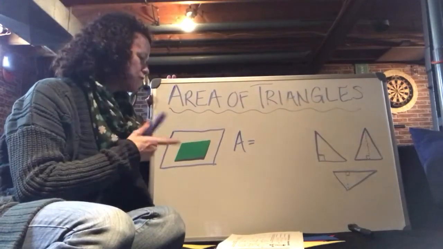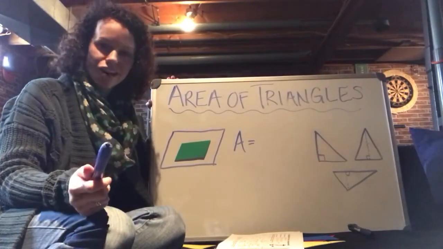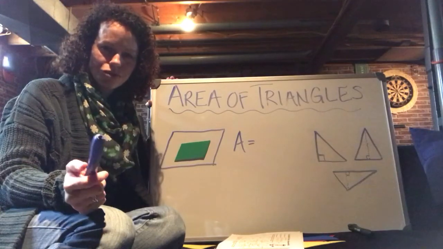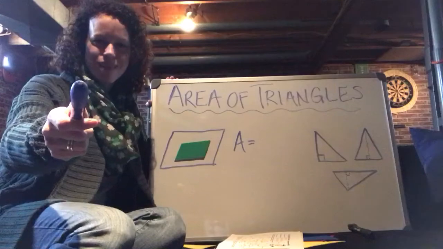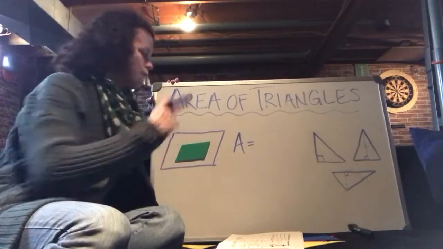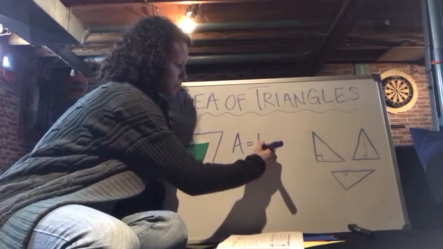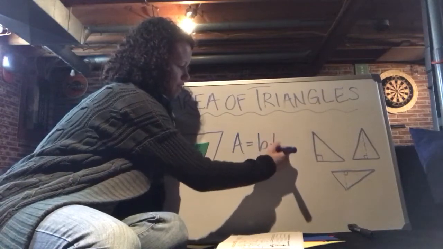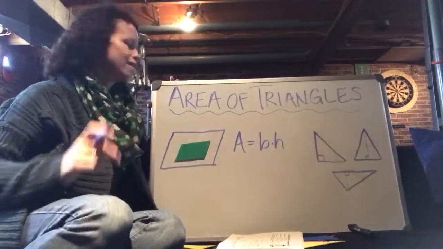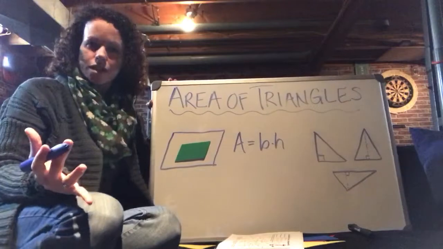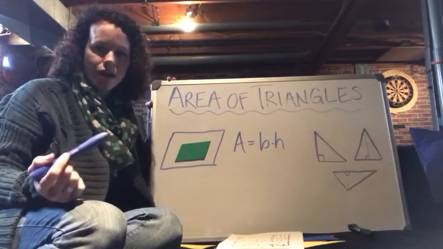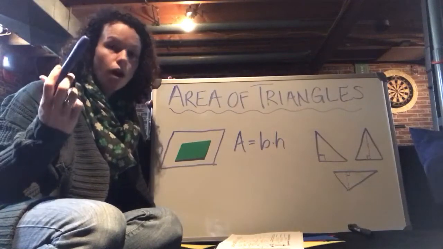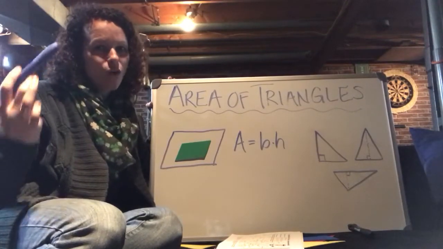So if you remember, to find the area of a parallelogram, you do base times height. So for a parallelogram, we're doing base times height. Good job remembering that. You'll see in a minute why I want to go over this. So base times height.